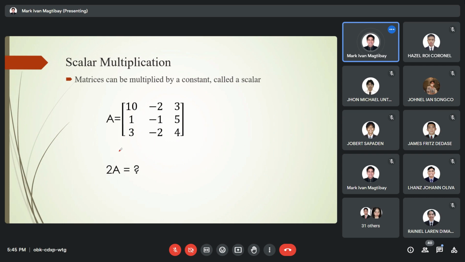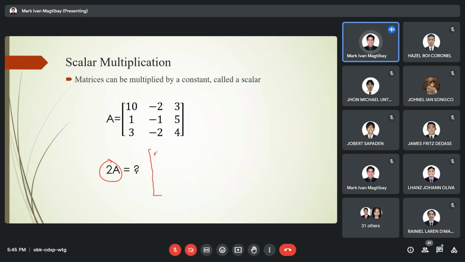So, madali lang po yan. Kung ano man pong value ang makita natin katabi po ng matrix na name natin, yun po yung i-multiply natin to each and every one po na elements sa ating specific matrix na hinahanap. So 2A po. So imultiply daw po natin ng 2 each element.